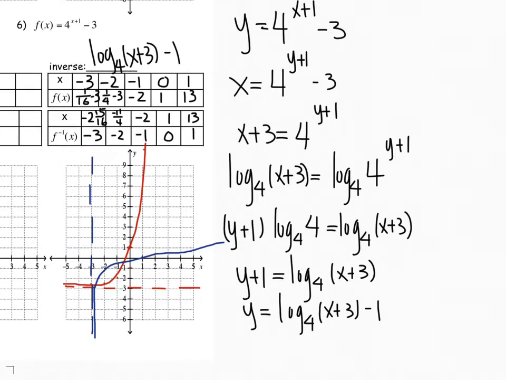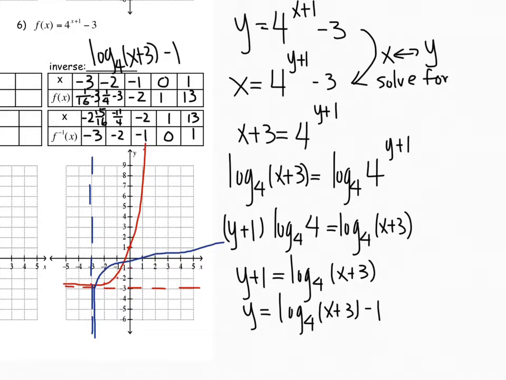Question number 6. f of x equals 4. So this time the base is 4. 4 raised to the x plus 1 minus 3. But following the same procedure as we did before, make sure you switch your symbol from input to output to find the inverse. Switch your symbol from x to y, y to x, then you solve for y.